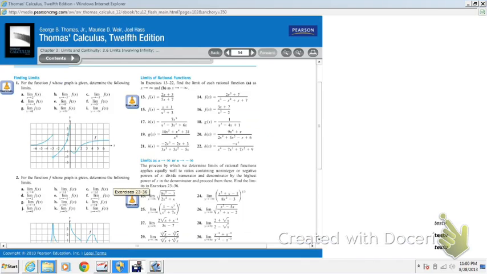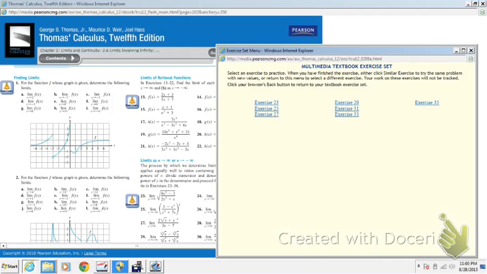And you know how math books go. When they get higher numbers, sometimes it gets more difficult. 23 is the next one.